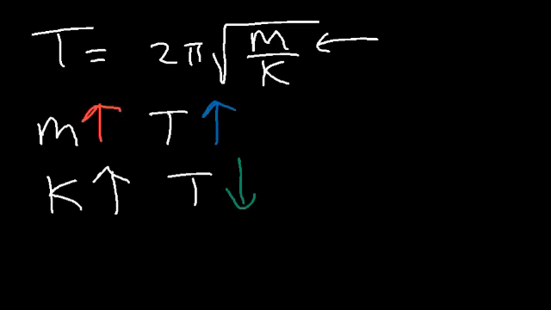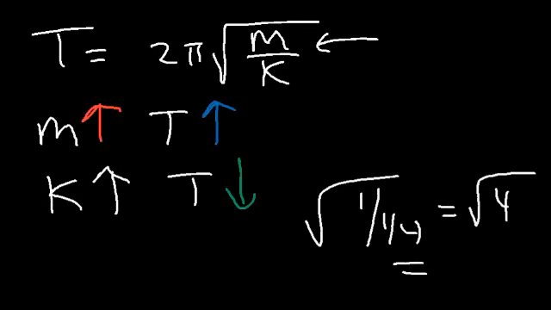Now what if you reduce the spring constant by 1/4? What effect will that have on the period? 1 divided by 1/4 is 4. So if you decrease k to 1/4 its value, the period will double.